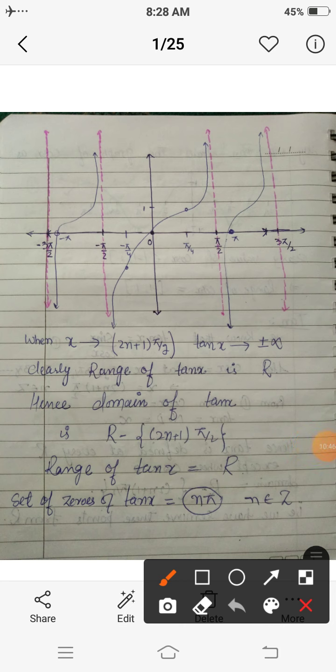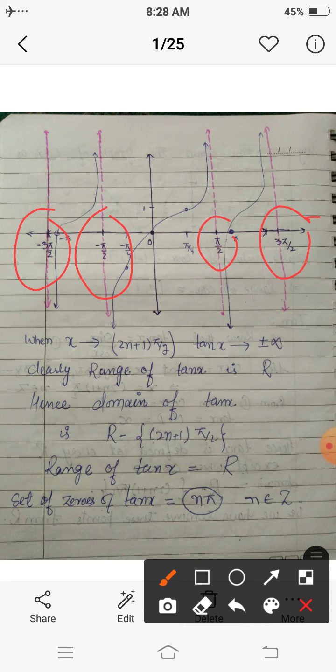Now these points are pi by 2 here, then we have 3 pi by 2. Similarly from this side we have 5 pi by 2, 7 pi by 2, and so on. And from the left side it is minus pi by 2, minus 3 pi by 2, minus 5 pi by 2, and so on and so forth. At these points the function is not defined, so these are not in the domain. So we are removing these. Removing means we are not considering the value of this function at these points.